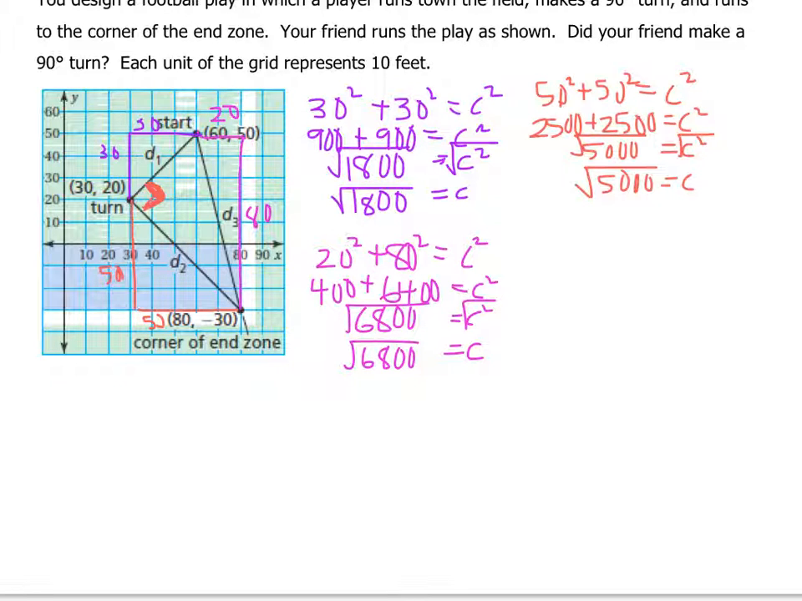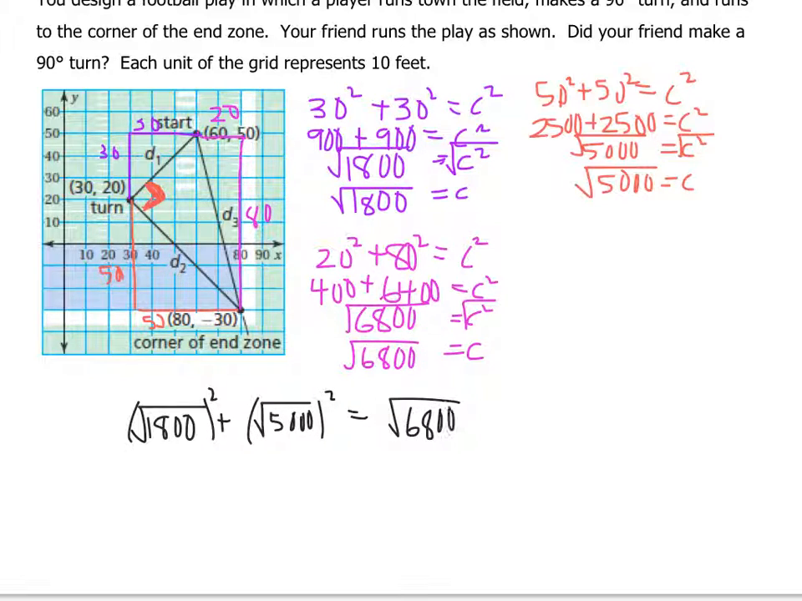All right, so here we are. We have all the measurements, but that's not what the question wanted, right? We did all this work and we didn't even answer the question. What the question wants to know is, did your friend make a 90-degree turn? So essentially it's asking, is this a right triangle? So what we have to do is take our values for the distances and check to see if it works in the Pythagorean theorem. So I'm going to take the square root of 1800 squared plus the square root of 5,000 squared and see if that equals the square root of 6,800 squared.